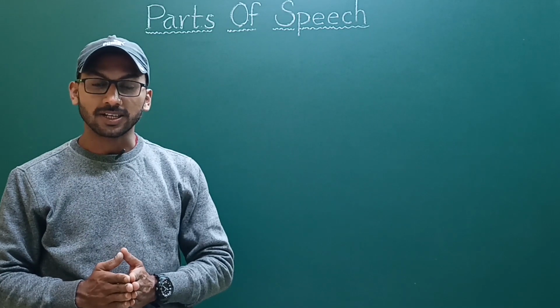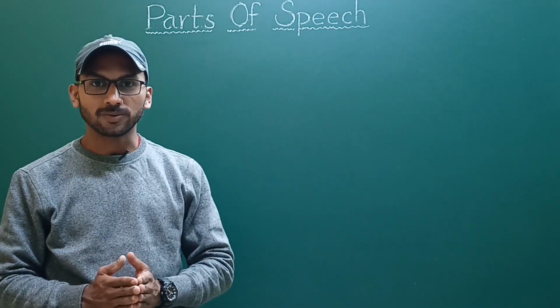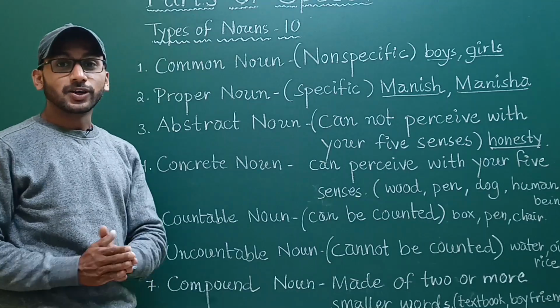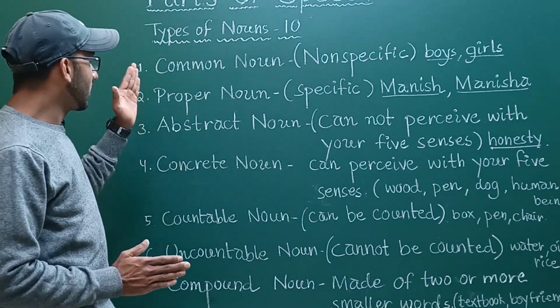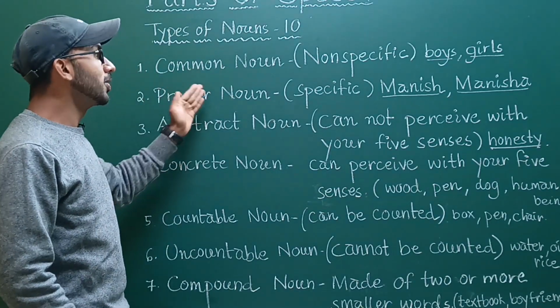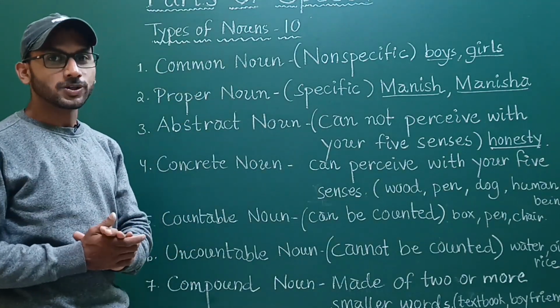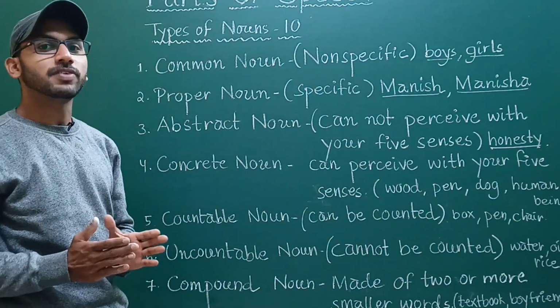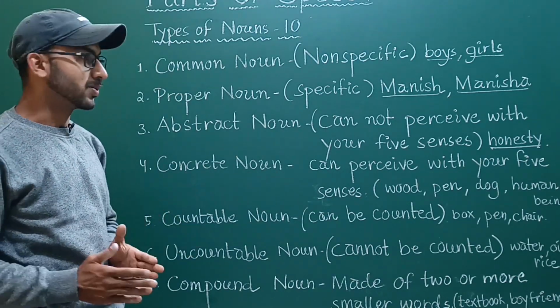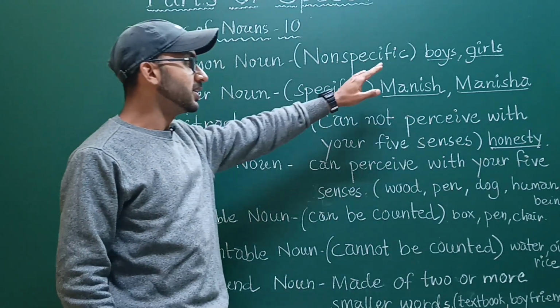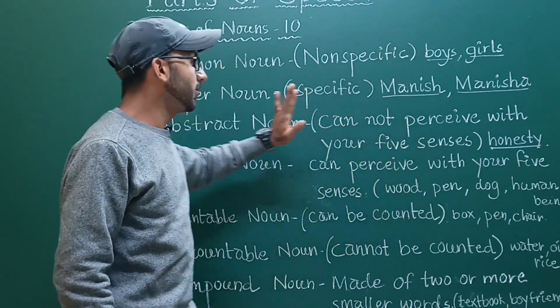Now let us understand into how many types the noun is divided. There are 10 types of nouns in general. They are common noun. Common noun is also known as non-specific nouns. It is not specified to a certain person or place or animal, etc. As you can see, the example here is boys or girls.